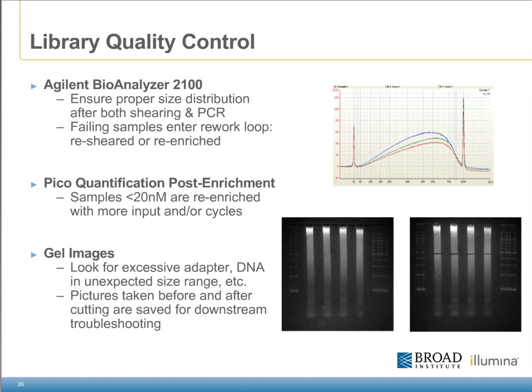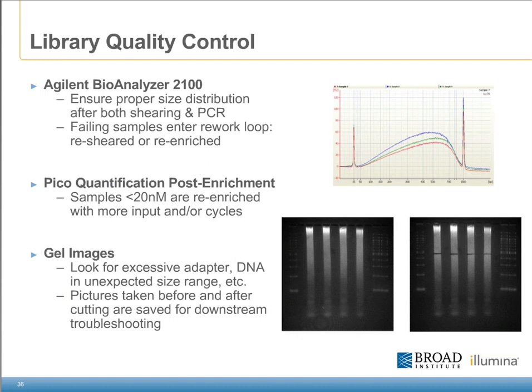So we can catch problems before they hit the sequencer that way. Another QC we run is a PicoGreen quantitation post-enrichment. Similar to the Agilent, it can tell us if we have enough material. We like to run both because we want to see that the size is correct, and then we run the Pico because we want to make sure we have an accurate quantitation of what we have there.